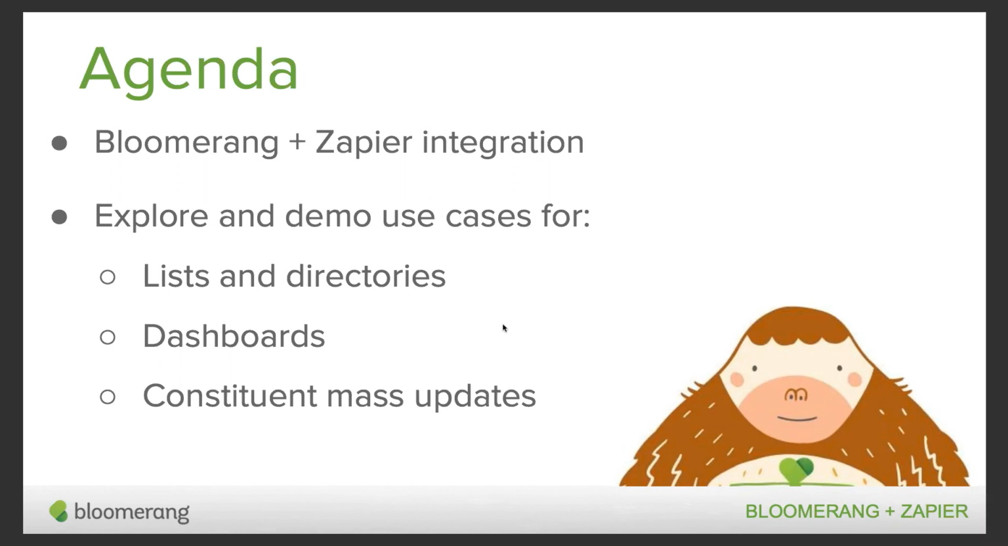It's an exciting opportunity to show you some examples of integrations with Google Sheets. So the goal of today's webinar is to show you some actionable use cases that you can implement between Bloomerang and Google Sheets. To start, we're going to look a little bit at Zapier and why Zapier is included in this presentation as a component of Google Sheets integration with Bloomerang. And the three use cases that we're going to look at today are lists and directories, dashboards, and constituent mass updates. We've got three really neat use cases that demonstrate Bloomerang automation with a spreadsheet, which is a really cool concept.